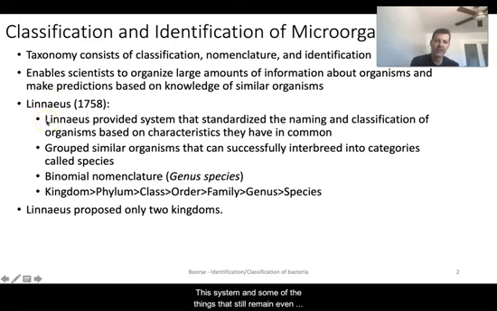Some of the things that still remain even today is what we call binomial nomenclature. This is two names. Every living thing on the planet, once we have it identified, has a two-name binomial nomenclature. The two names are the genus and the species. That's the most descriptive we can be.